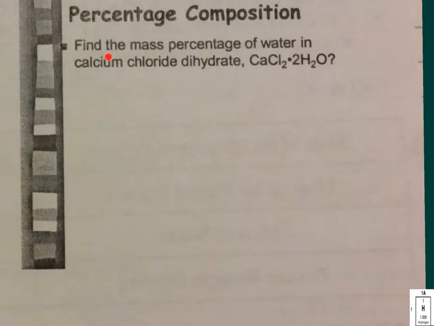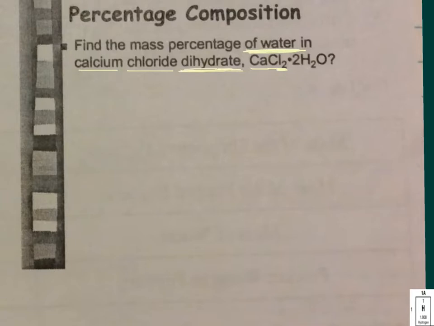All right, so they want to know the mass percentage of water. Yay, they don't want the whole thing. They just care about the water in calcium chloride dihydrate. If I look at my formula, calcium, calcium, chloride, chloride. Because it's ionic, it doesn't matter how many are there. I just name the ion.